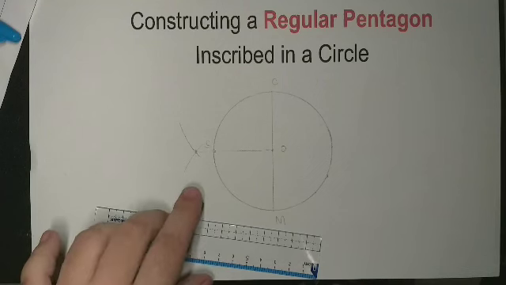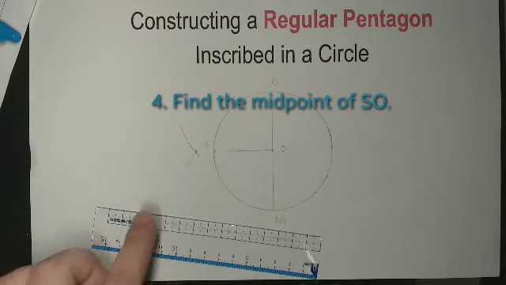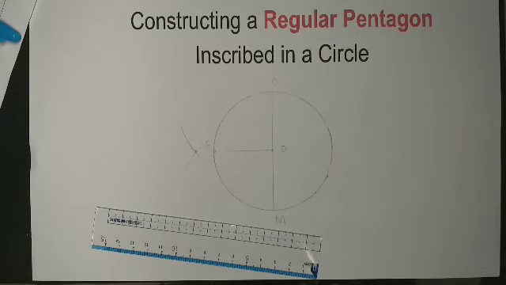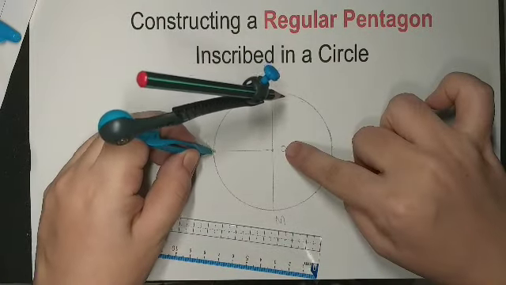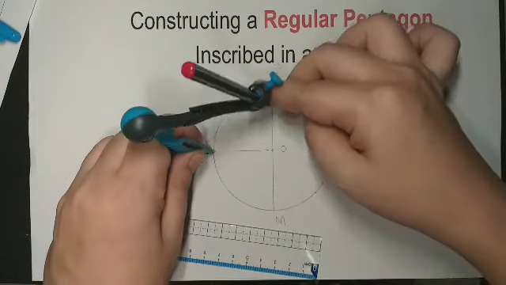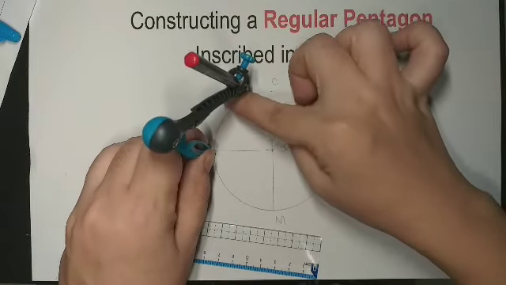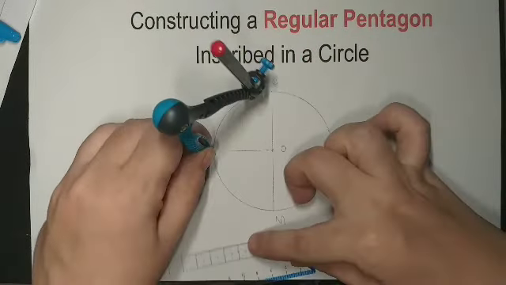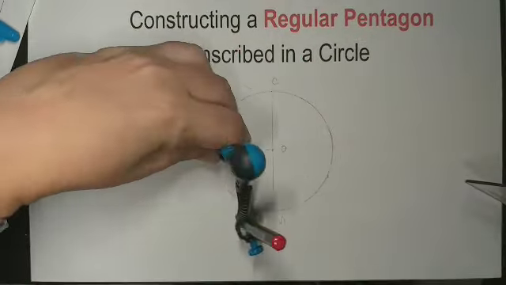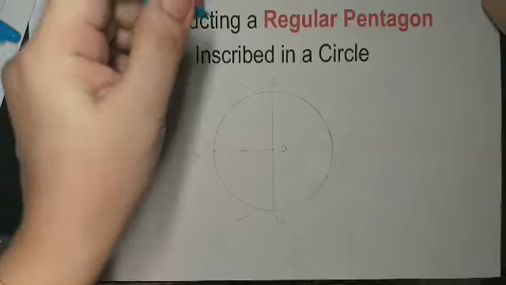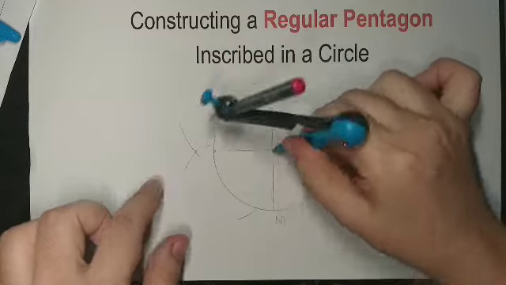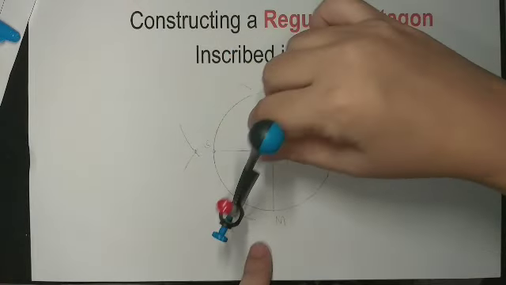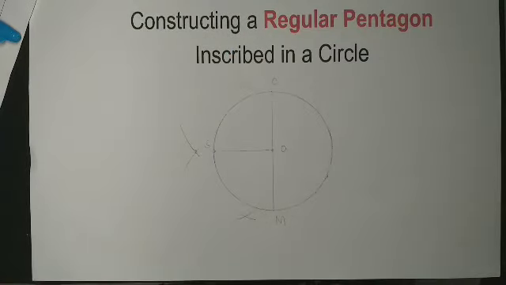Next, we have to find the midpoint of our segment SO. To do that, we need our compass again. We have to create an arc somewhere above and below the segment SO. Then with point O as the center, create an arc crossing the first arc above and below. So we have 2 intersecting arcs there.